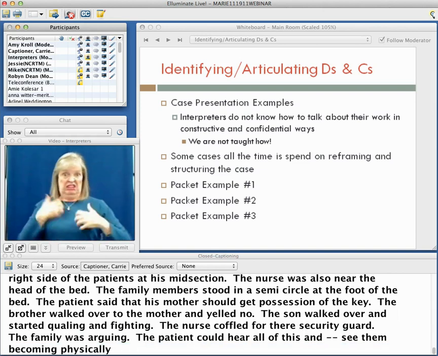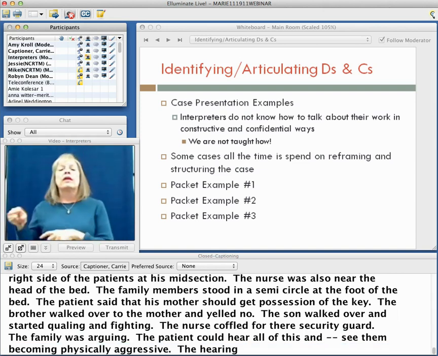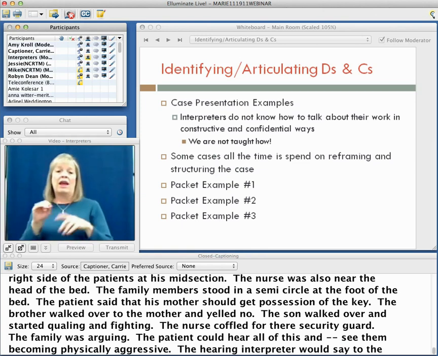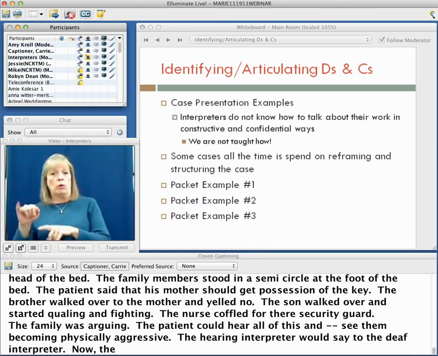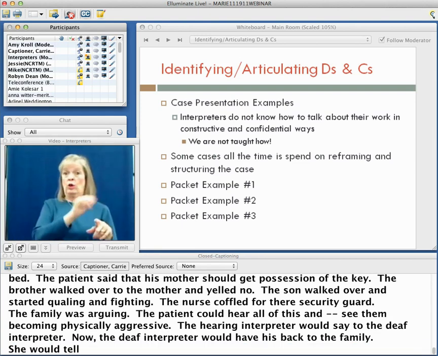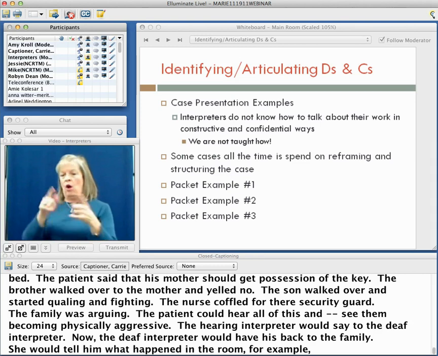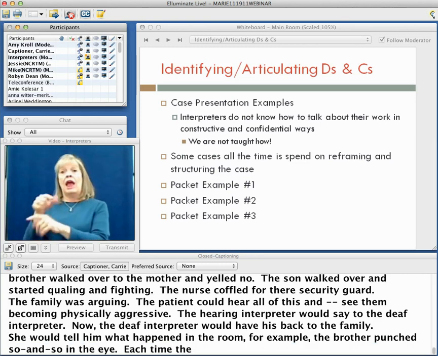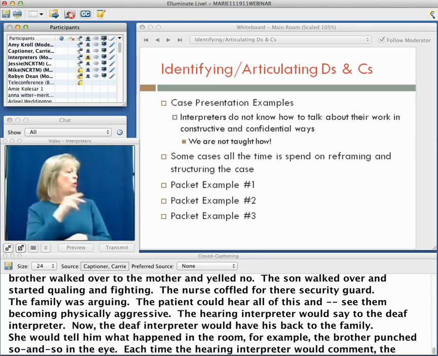The hearing interpreter would say to the deaf interpreter, who had his back to the family, what was happening in the room. For example, the brother just punched so-and-so in the eye. Each time the hearing interpreter would comment on the events of the room, the deaf interpreter would turn around to see what was happening behind him.